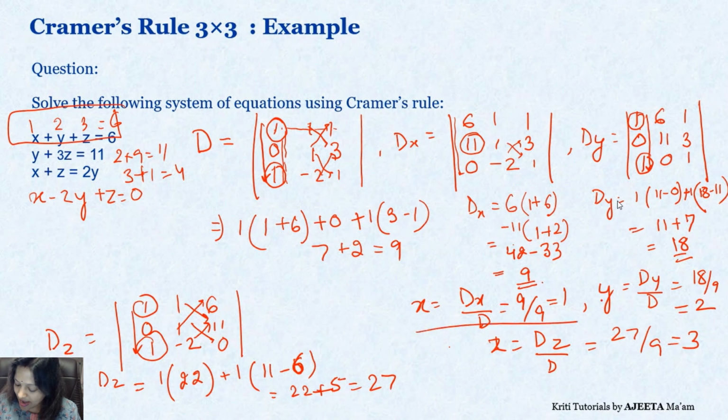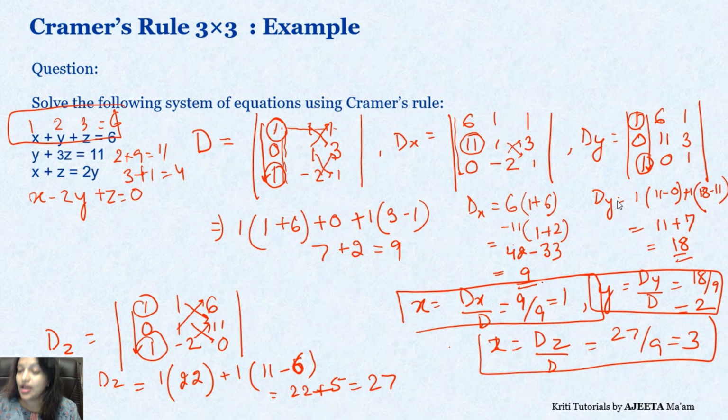I repeat, x is 1, y is 2, and z is 3. Right? So this is what we have for 3 by 3. So there is nothing different for the 2 and 3. Just we have to take care of the determinant value.